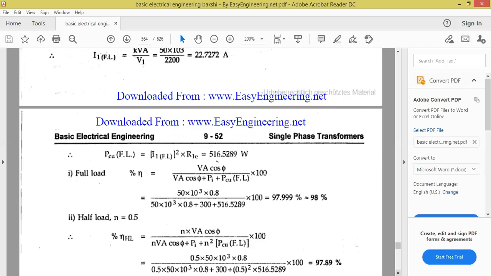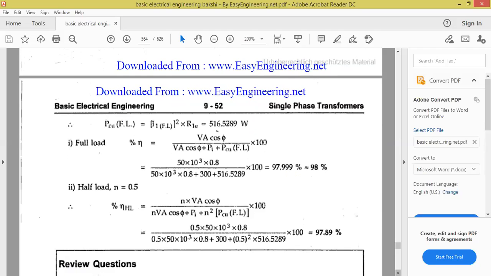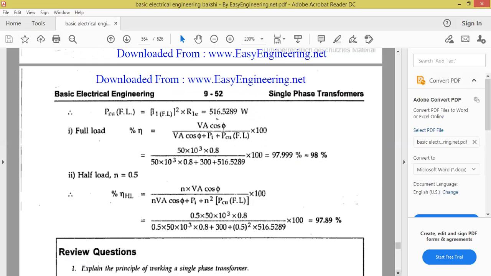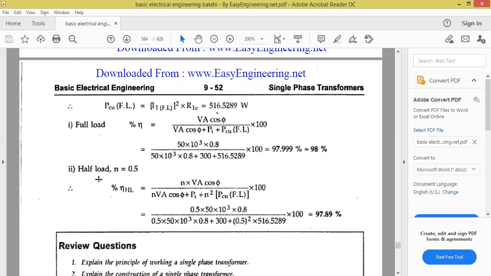So only direct substitution problems will be asked. Only formula you have to remember: copper loss at full load and off load. It becomes easy because the previous papers also had the direct problems. Efficiency at offload equal to N into VA rating into cos theta by N into VA rating cos theta plus iron loss plus N square into copper loss at full load, or you can write copper loss at new load and separately you can solve. So N square here you are going to substitute, 97.89. Always full load will have the maximum efficiency.